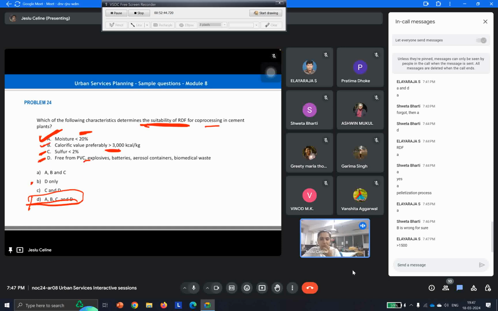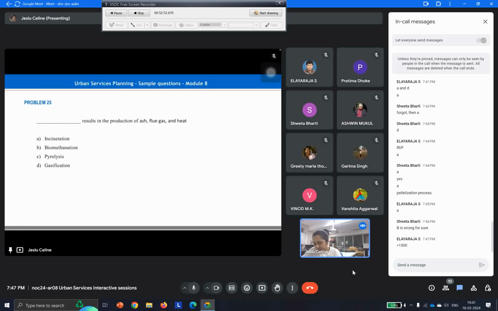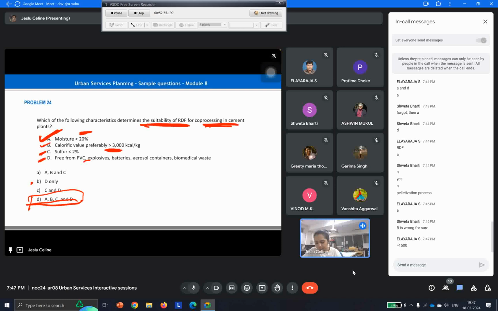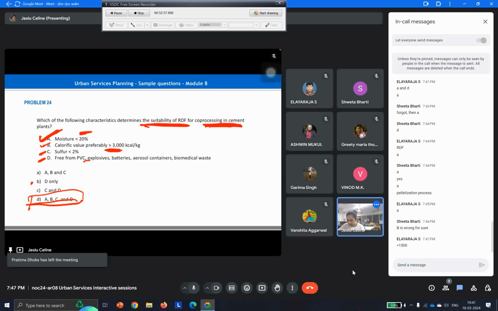It talks about calorific value greater than 1500. No, if it is greater than 3000 also, we can use it in co-processing in cement plants. Okay, so the answer is all of them. If you're really sure, then I might have to check the slides again. To my knowledge, if it is greater than 3000, it can be used. So all of them, and again, we don't have an option where B is not there. So going by that logic, it has to be all of them.